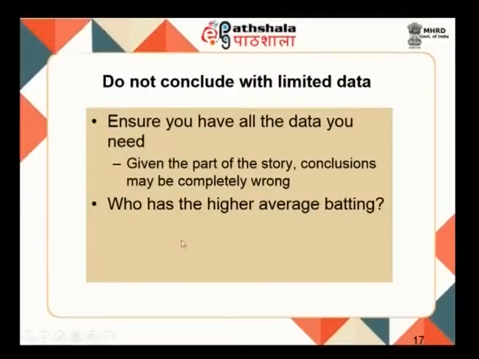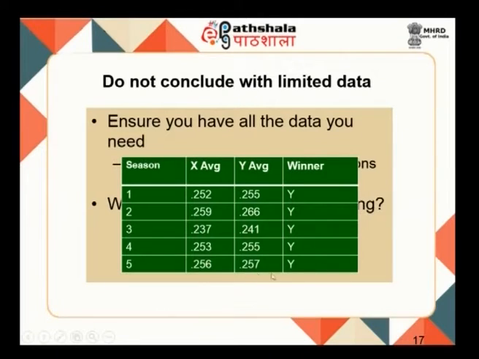For example, in this example, we are going to identify who has a higher average batting. Assume this is the initial set of data that we have collected. Here we have two persons, X and Y, and the various seasons in which these two persons have played, and their averages are highlighted here. According to the average, we find that person Y is the winner, and therefore we conclude that Y is a good batsman or has a higher average.